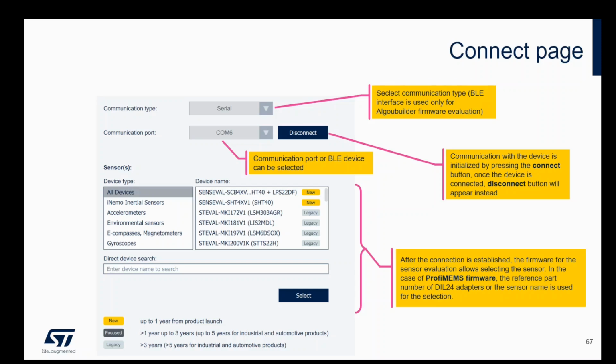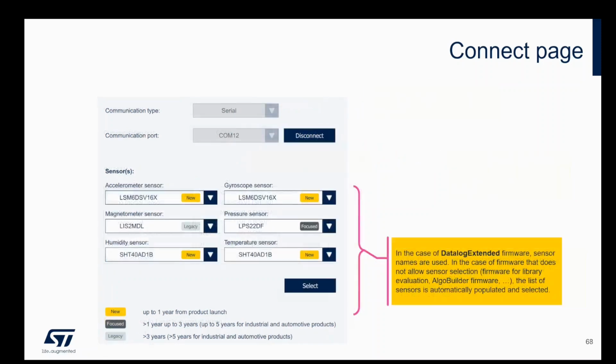So once you connect the device, this button will change to disconnect, and all of your device will be initialized. All of the sensors and everything on the device will be initialized by MEMS Studio. If you connect a ProfiMEMS board, it will give you a choice of the device that you want to connect. Whether it is a 6-axis IMU or an accelerometer or an environmental sensor or your magnetometer, gyroscope, whatever it may be, you can choose in case of ProfiMEMS. So the DIL24 board that you connect with the sensor, that's what it will show up here as.